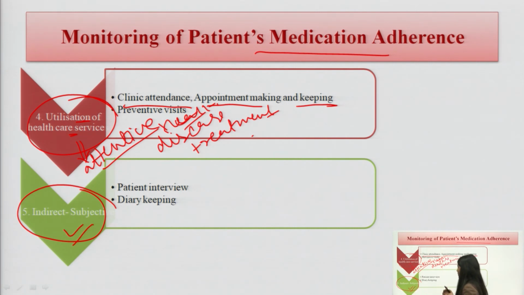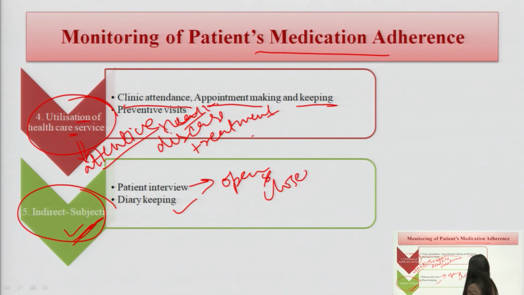Another is indirect subjective. Indirect subjective means we will ask questions to the patient, or we will see the diary. If the patient is keeping a diary related to the treatment, we can see diary keeping, or patient interview. In a patient interview, we can ask open ended and closed ended questions. Like, the question can be whether the patient has taken a particular medication or not. The patient will answer yes or no, and similarly there are many more questions. We'll read the difference between open ended and closed ended in another slide.